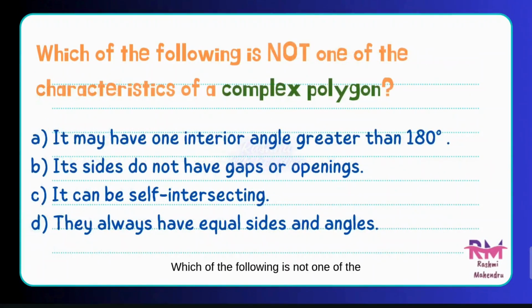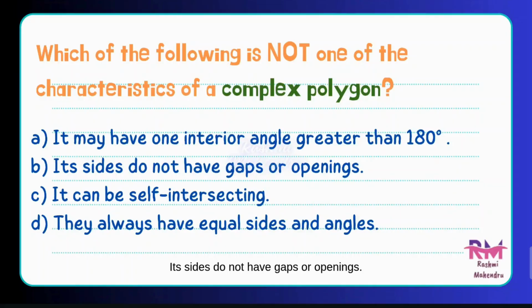Which of the following is not one of the characteristics of a complex polygon? It may have one interior angle greater than 180 degrees. Yes, it can have. It is not a definition, but it is a characteristic of a complex polygon to have one angle greater than 180 degrees.